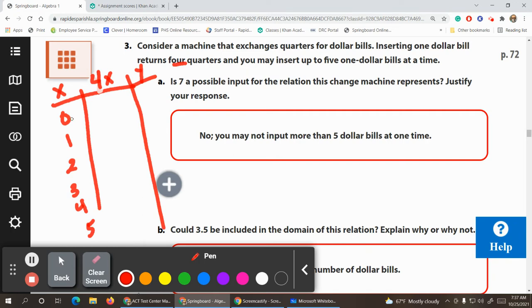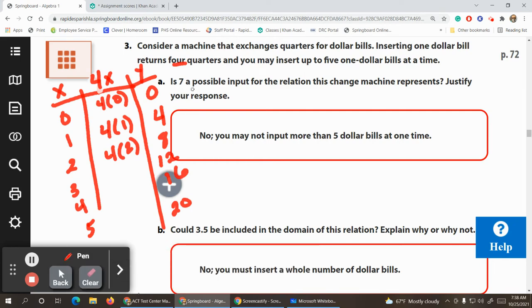So if x is 0, 4 times 0 is 0, right? And we understand that. I don't put a dollar in, I don't get any quarters. If I put a dollar in, $1, how many quarters do I get? 4. If I put in 2, I get 8. We notice the pattern now. This is a constant rate of change. $3 gives me 12, then 16, and then 20, right?